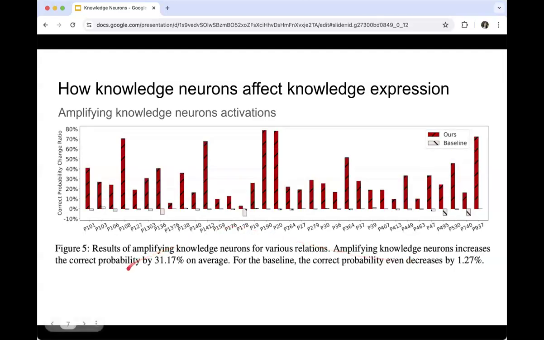Along similar lines, they also tried amplifying the activations and found that this increased the probability of making the correct prediction by 31%, whereas for the baseline, this was only 1.3%. So as we can see, the activation of knowledge neurons is positively correlated with the model's recall of a particular fact.